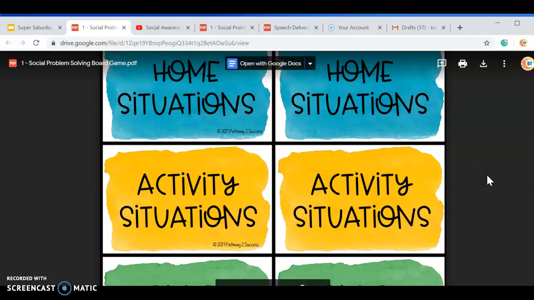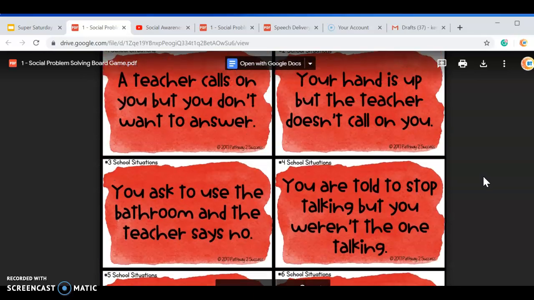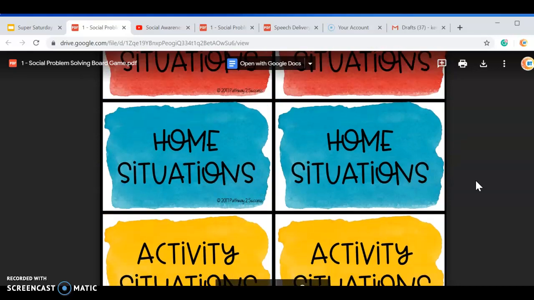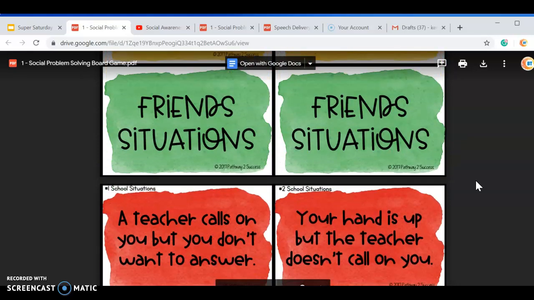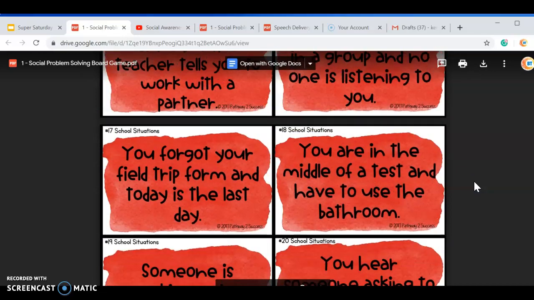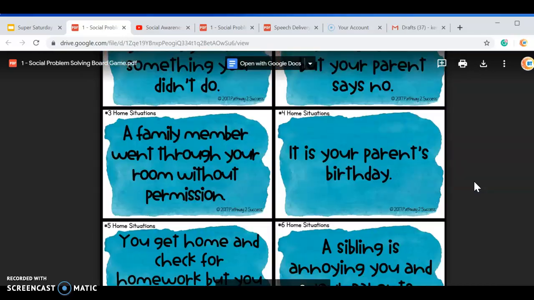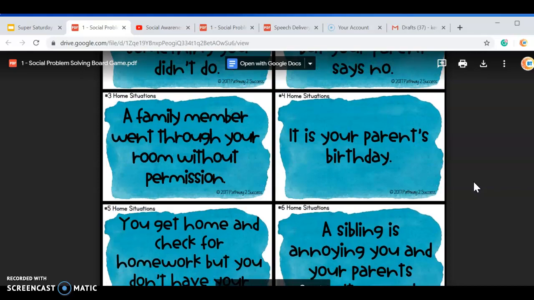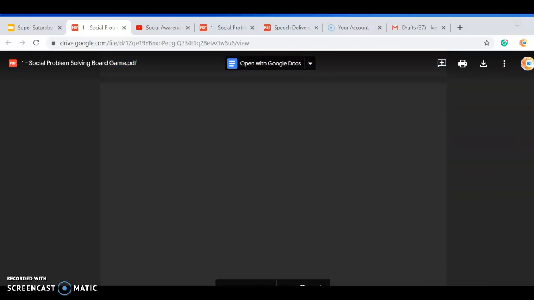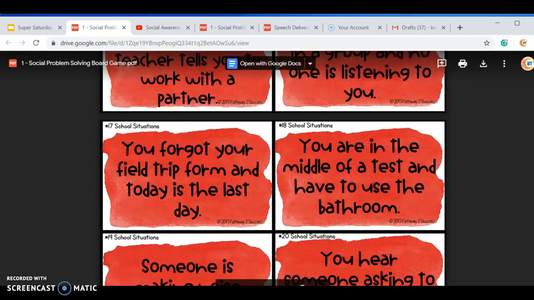So for example, a school situation card: a teacher calls on you but you don't want to answer. And it gives them several, so they have a lot to choose from. So that's where most of the pages come from. So no worries, and all of them are appropriate. We went through all of them.